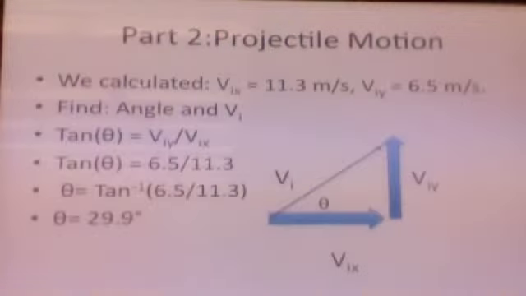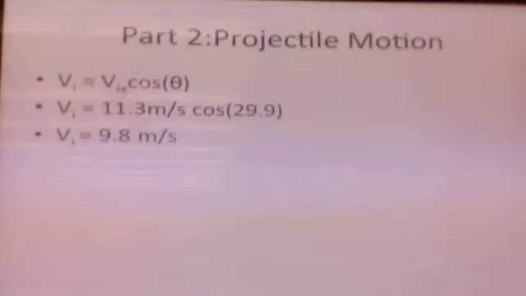Using trigonometry and our initial velocities, we can find angle theta. In order to do this, we take the inverse tangent of our initial velocity in the y direction over our initial velocity in the x direction. Upon doing this, we found the angle to be 29.9 degrees. One of the many ways to calculate initial velocity is to take initial velocity in the x direction and divide it by cosine of theta. Using this equation, we calculated our initial velocity to be 9.8 meters per second.